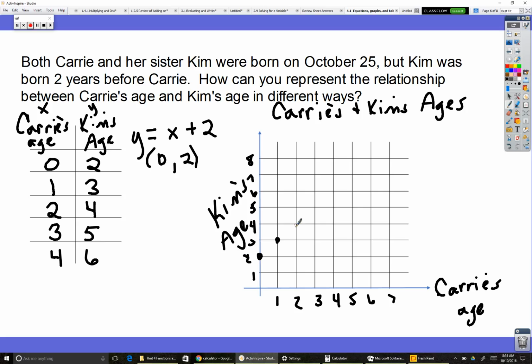Okay, 2 goes with 4. Next ordered pair is 3, 5. Next ordered pair is 4, 6. Could I draw a line to connect this data? Lacey, you were nodding. Why? Because you can have 5 and 7. Yeah, you can have amounts in between ages, technically.